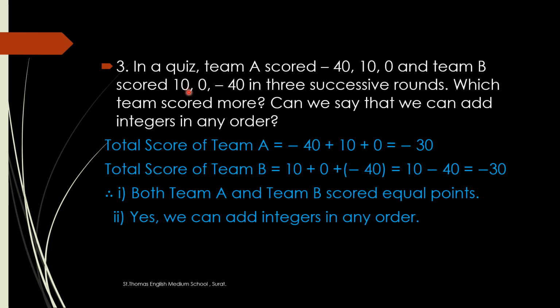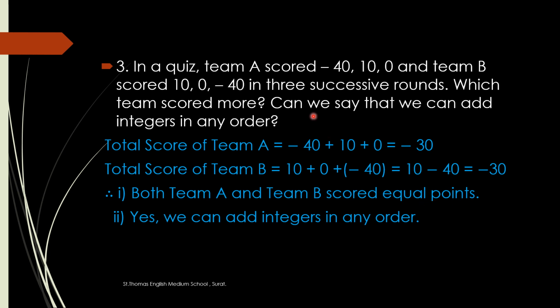Now, total score of team B. It's given 10 plus 0 plus minus 40. Now 10 plus 0, that is 10. 10 plus minus 40. One positive number, one negative number, we have to subtract. So 10 minus 40, that is minus 30. It's clear? Now both team A and B got same points, right? So what is the first answer? Which team scored more? Both team A and team B scored equal points.